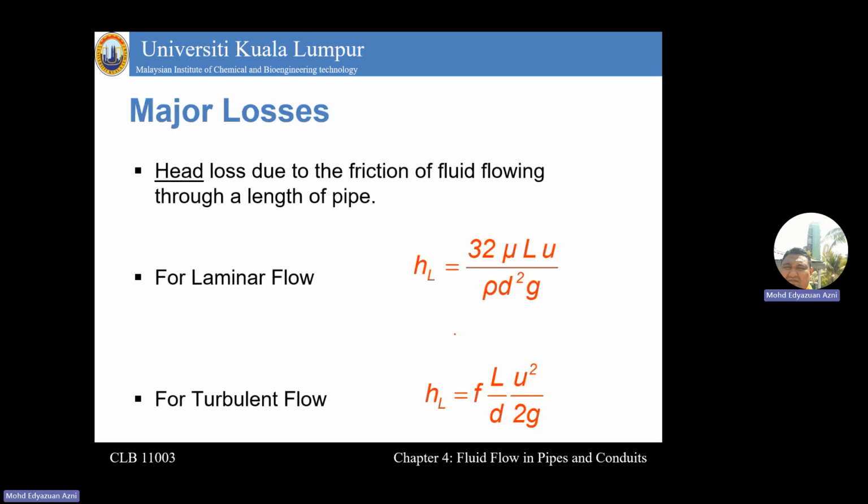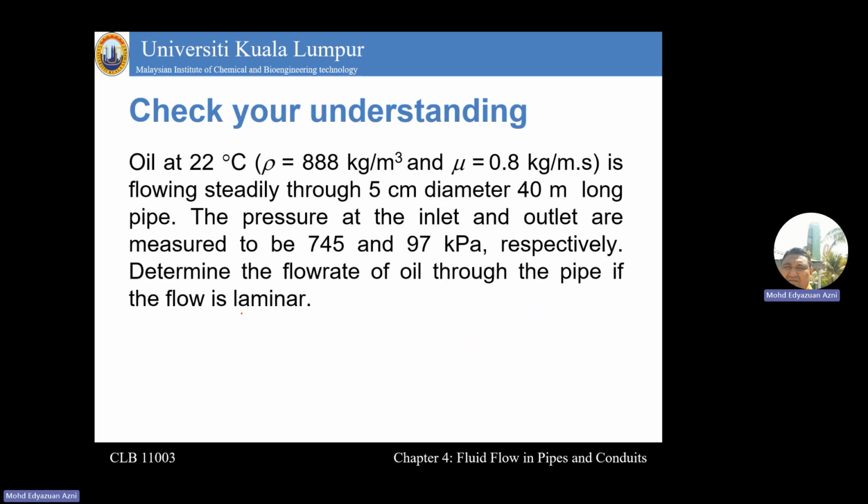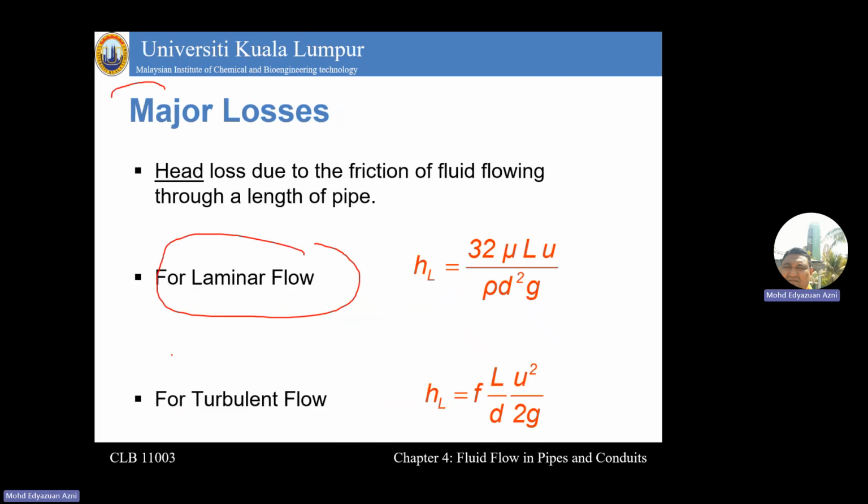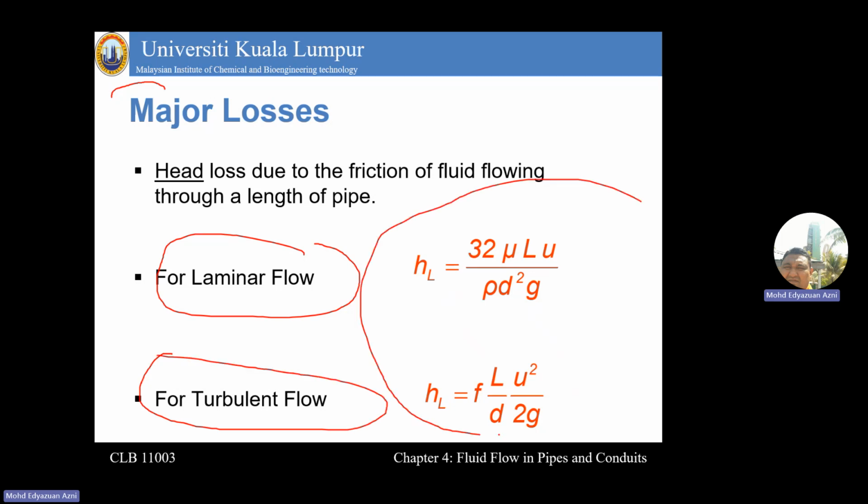So we know that the head loss, which we now call major losses, is obtained using Hagen-Poiseuille and Darcy-Weisbach in our system. For laminar flow, we use Hagen-Poiseuille, and for turbulent flow it is Darcy-Weisbach. So these are the standard formulas that we know from before.